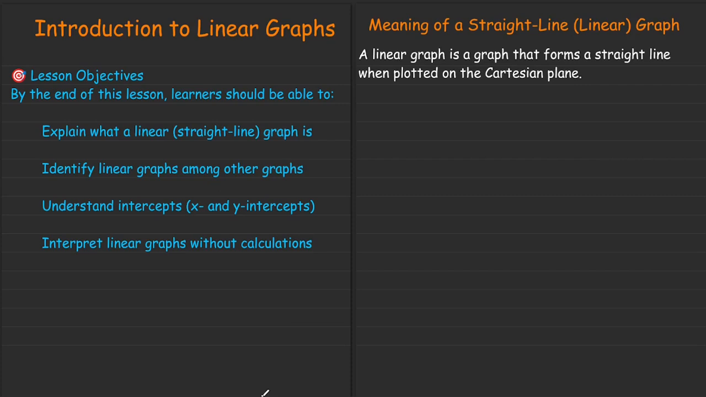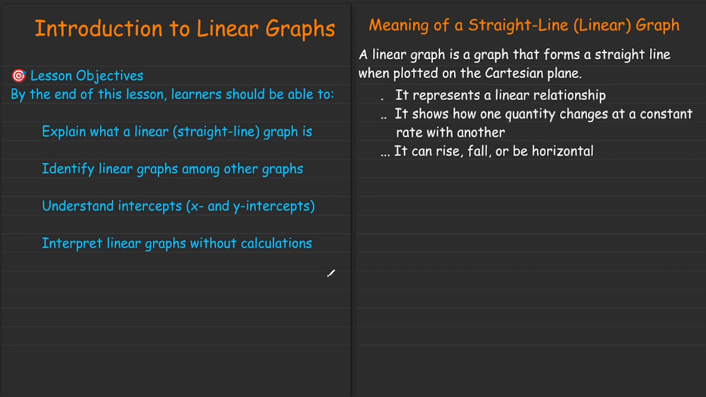But before that, the key idea behind a straight line graph is that it represents a linear relationship. Linear relationship simply means that as one quantity is increasing, the other is also increasing. As one quantity is decreasing, the other quantity is also decreasing. In addition to that, it can rise, it can fall, or it can also be horizontal.